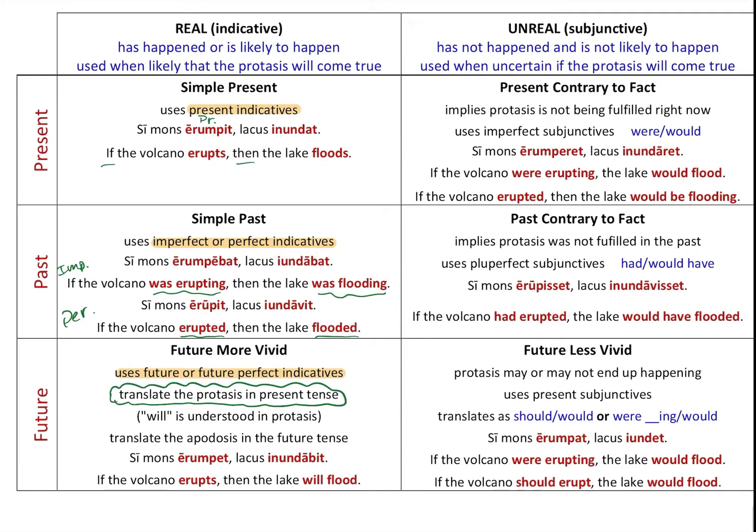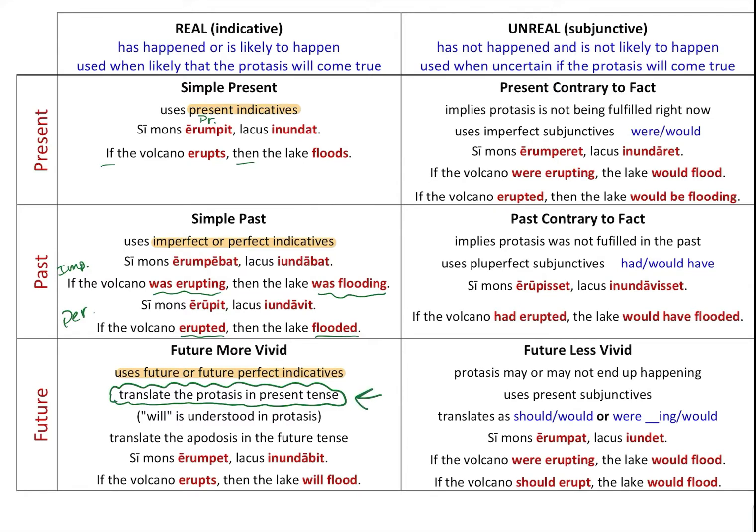Here's your new thing. And remember, this is called future more vivid because think about it. If something's vivid, it's more visible. So you can think of it as more likely to happen as opposed to when we have future less vivid. I can't see the future as clearly. It may or may not be true when I get there. Think of it as like a mirage. Is it real or is it not? Okay. Future more vivid. So translate the protasis in the present tense.